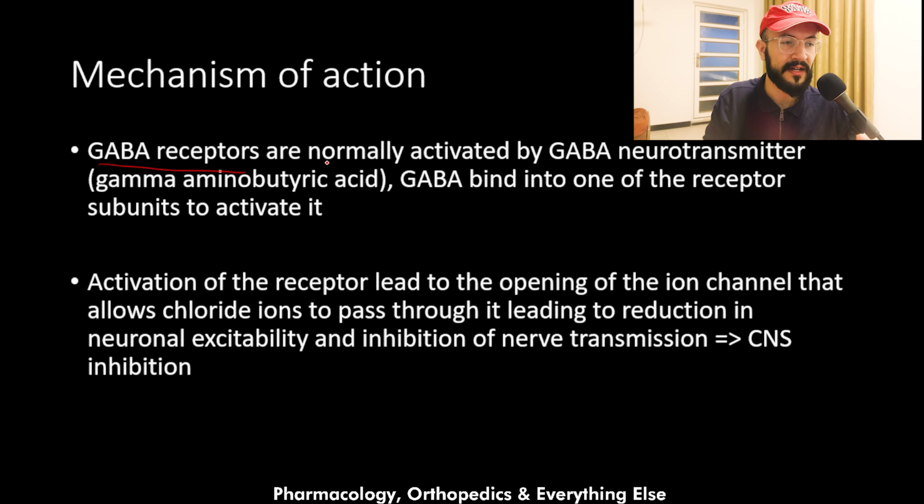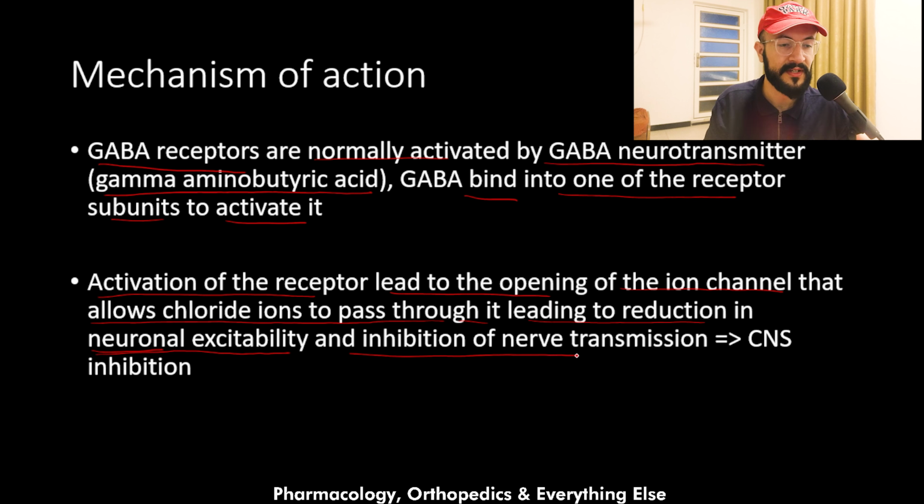The GABA receptors are normally activated by the GABA neurotransmitter, which is gamma aminobutyric acid. This neurotransmitter binds to one of these receptor subunits to activate it. Activation of the GABA receptor leads to the opening of the ion channel that allows chloride ions to pass through it, leading to a reduction in neuronal excitability and inhibition of nerve transmission, which leads to CNS inhibition. So activation of the GABA leads to opening of the chloride ion channels, leading to hyperpolarization and inhibition of nerve transmission.